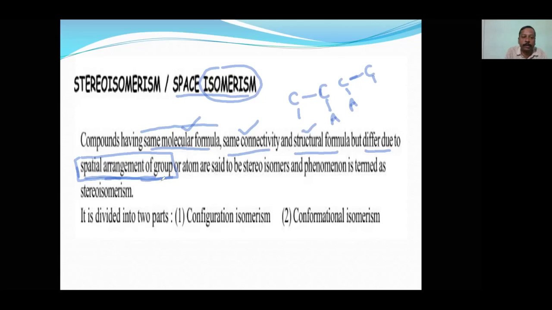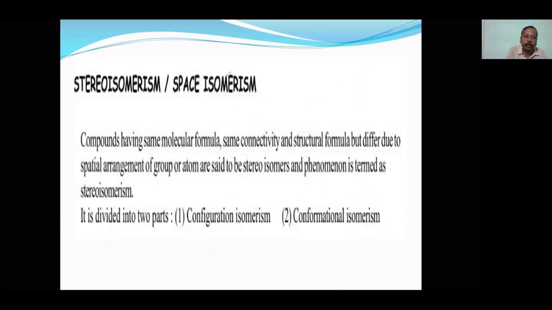But what will be the difference? Spatial arrangement of atoms or groups of atoms is said to be stereoisomers. Okay, so they are further divided into configurational isomer and conformational isomer. Conformational isomer, I already told you, is more about hydrocarbons, and we are going to study that in depth. So let's start with configurational isomerism.